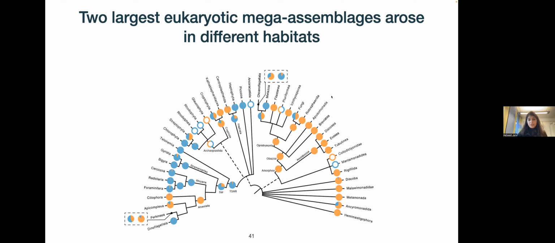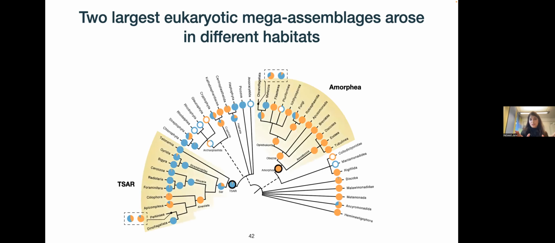So we did this for all of the different groups, and what I'd like to focus on is the two largest groups of eukaryotes. These are called the Amorphea and SAR. Each of these is much larger than the plant and animal kingdoms that we know. And what we see is that these two major lineages arose in completely different habitats.